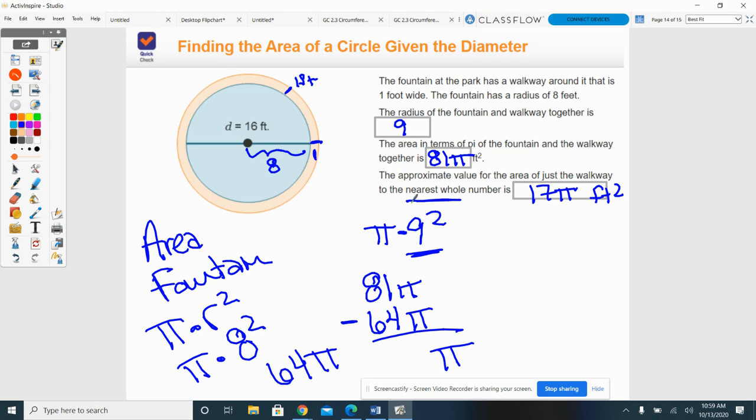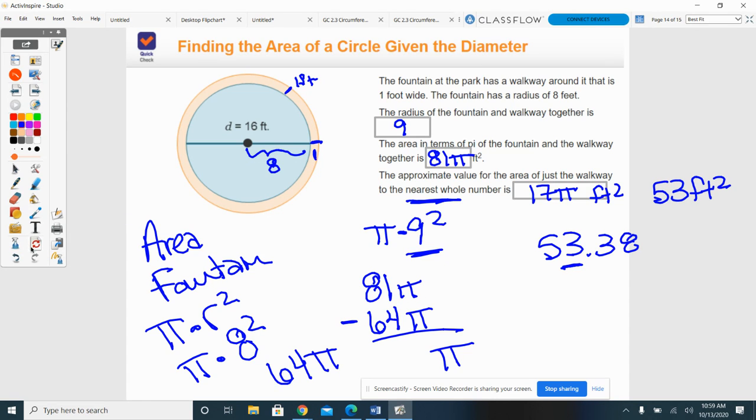If I want to round to the nearest whole number, I'll take 17 times 3.14, which is 53.38. And I go to the whole number, no decimals. The 3 will keep it the same, and that will be 53 square feet.